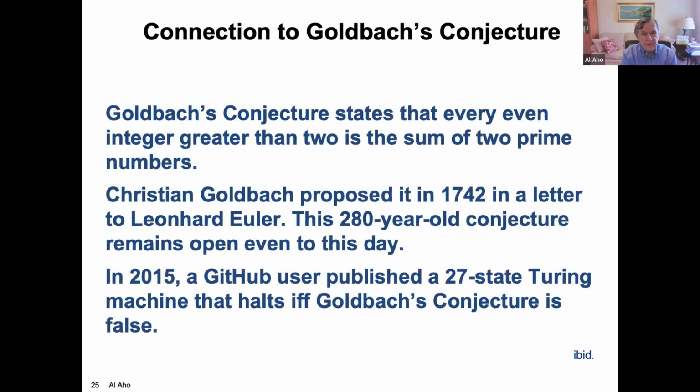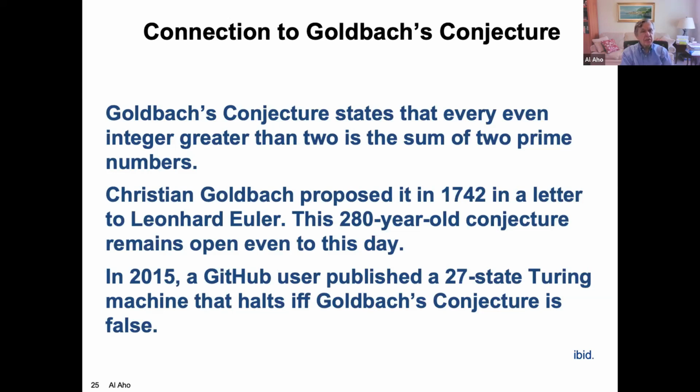Now, one of the interesting results mentioned in Scott Aaronson's paper is that if you can compute a certain value of the Busy Beaver function, you could prove Goldbach's conjecture. And just to remind you, Goldbach's conjecture states that every even integer greater than 2 is the sum of 2 prime numbers. This statement has been verified up to something like 4 times 10 to the 18th power.